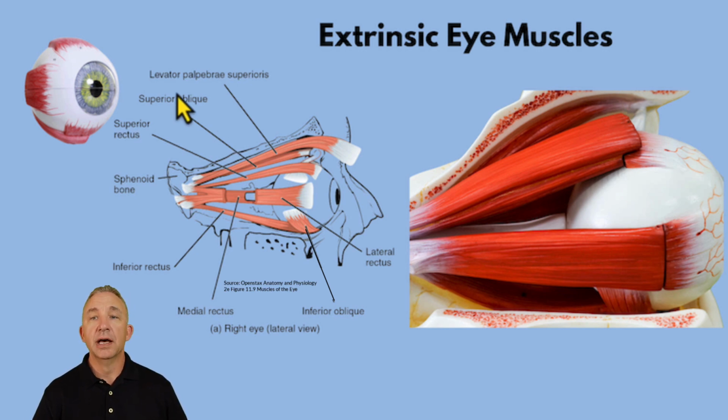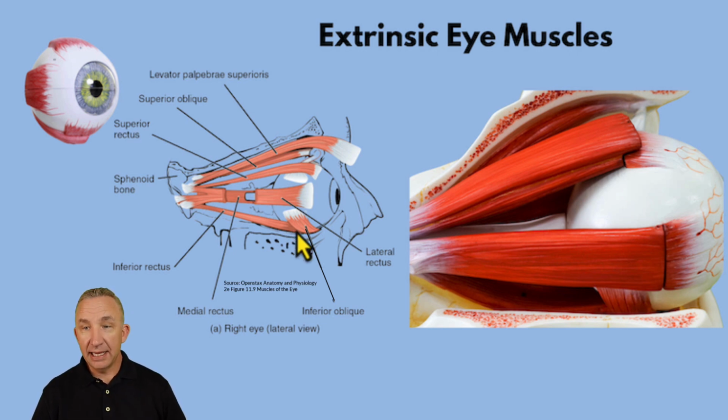So if we start with levator palpebrae superioris, this is the one that controls the upper eyelid so I can look up, but this is controlled by oculomotor, cranial nerve number 3. The other ones that are controlled by oculomotor are superior rectus, and that helps us to look up. Inferior rectus, that helps us to look down. And then we get into medial rectus on the medial side of the eye, and that helps us to look medial towards my nose.